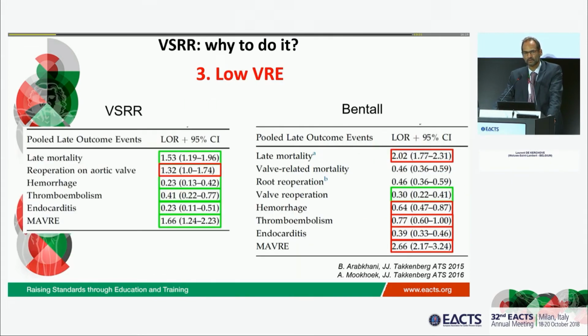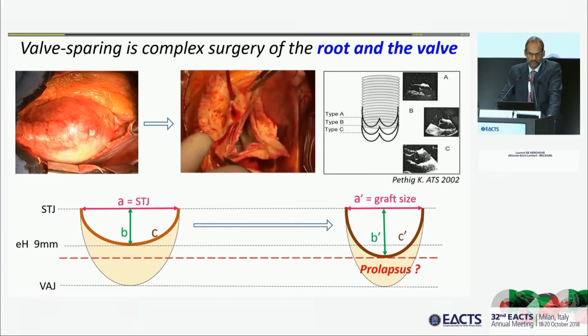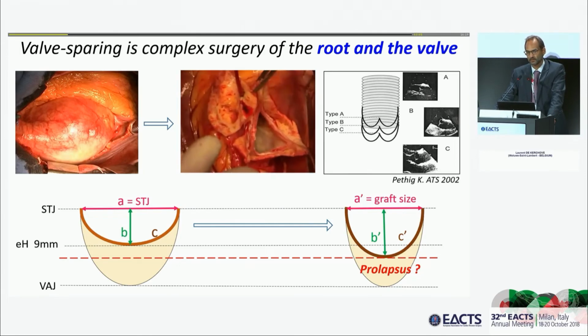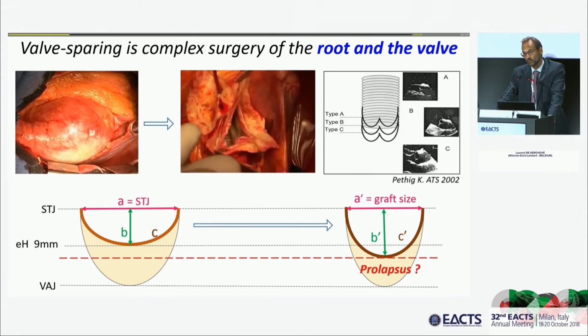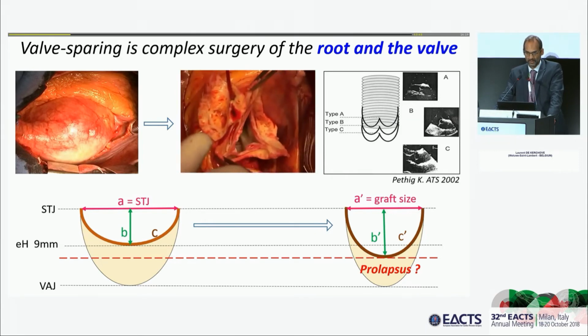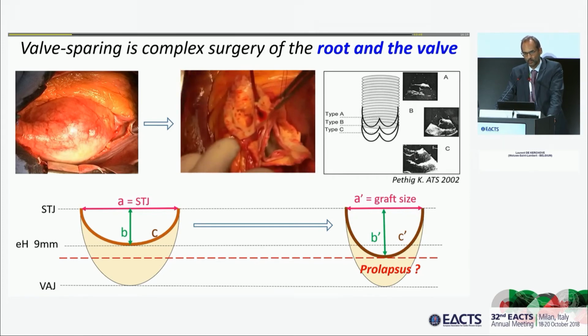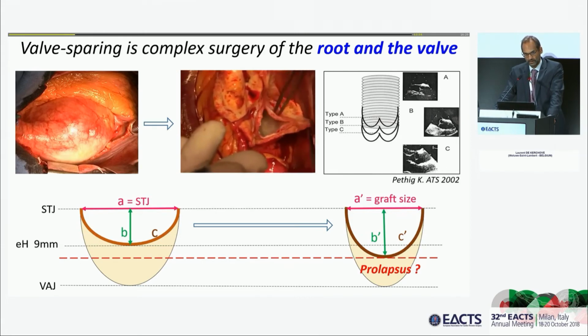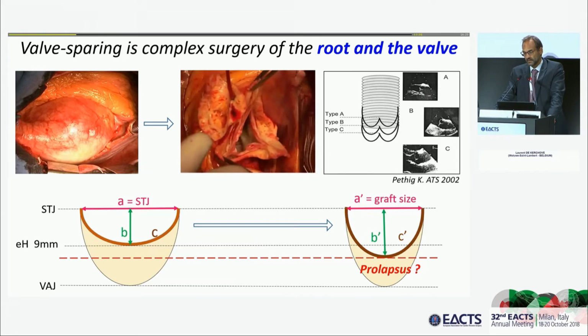Now, valve-related events also compare very favorably to valve replacement operations. Lower endocarditis, lower bleeding, lower thromboembolic events. But effectively, it's a complex operation of the aortic root, but also of the leaflets. Don't forget, you reduce the diameter of the aortic root, the annulus. You may, not all the time, but you may create cusp prolapse. And if you end up with a cusp prolapse without touching it, you end up with a very unfavorable configuration, and the risk of recurrent AI is very high.